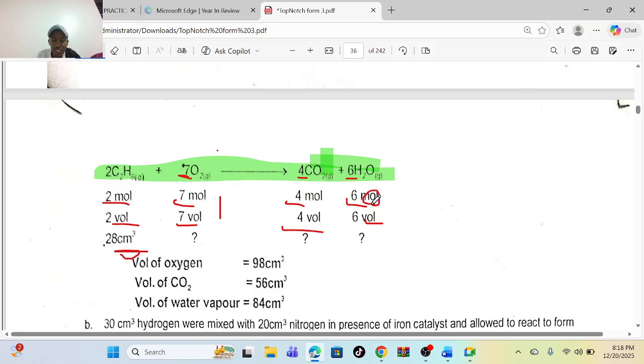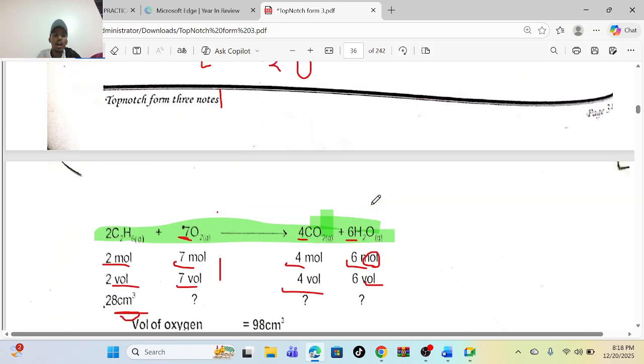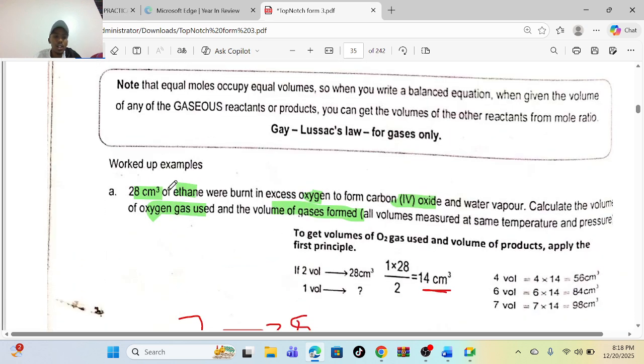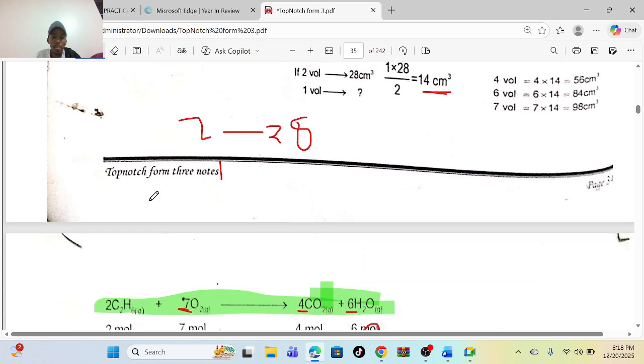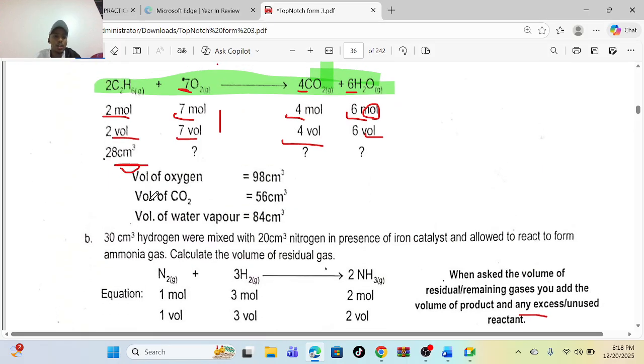The third step, you look at what you have been given. What have you been given? 28 cm cubic of ethane. So you write 28 cm cubic of ethane. This ethane has 2 volumes, right? So you say if 2 volumes contain 28 cm cubic, what about 1 volume?